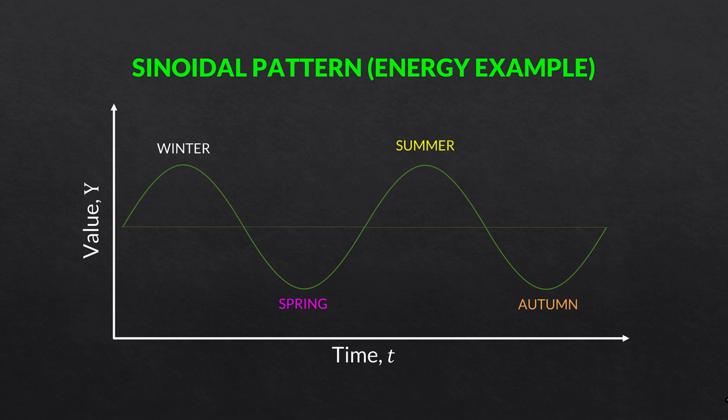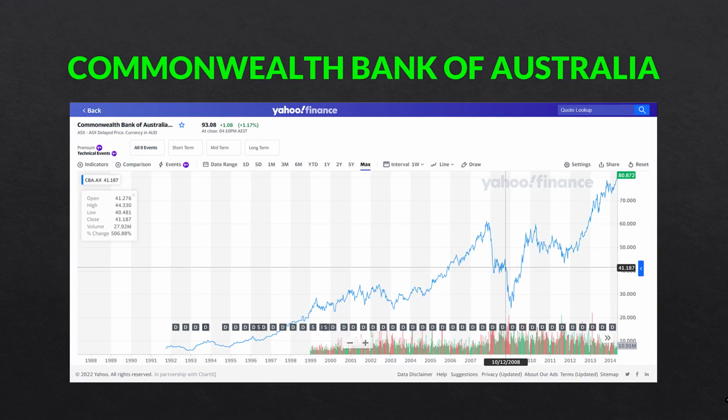Up in winter, down in spring, up in summer, down in fall. And it follows this sort of sine wave pattern. So here is another example. This is the Commonwealth Bank of Australia. It's its price going back to 1992.